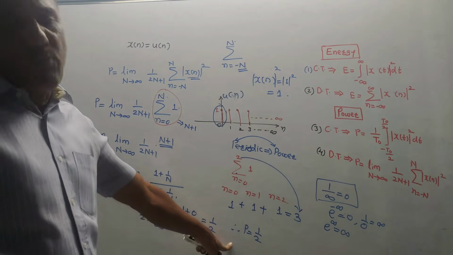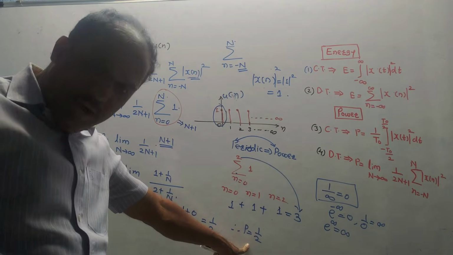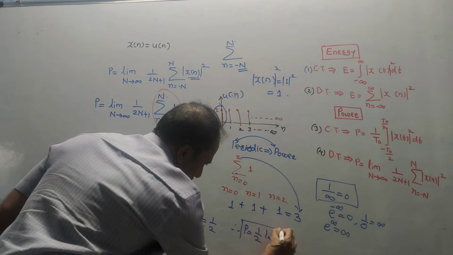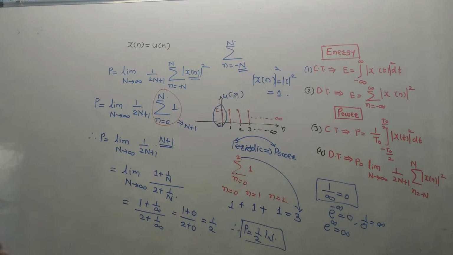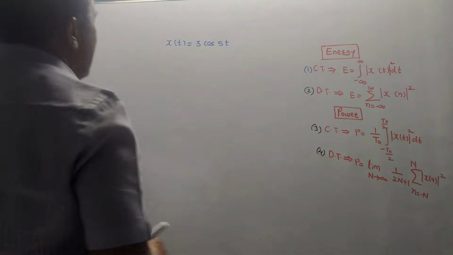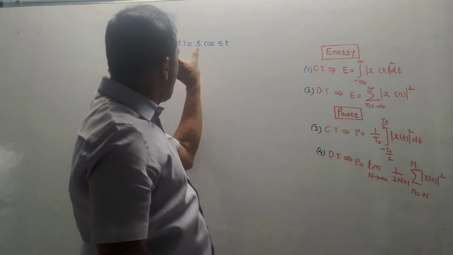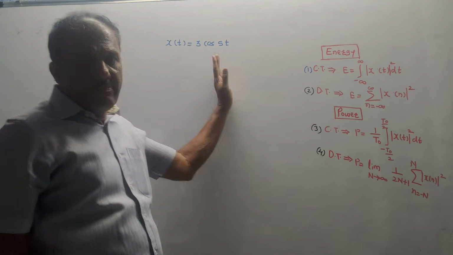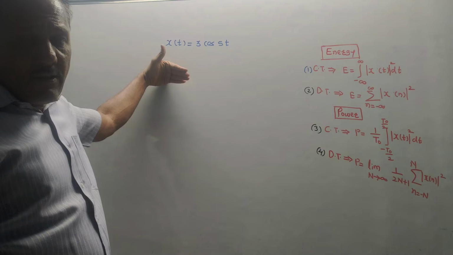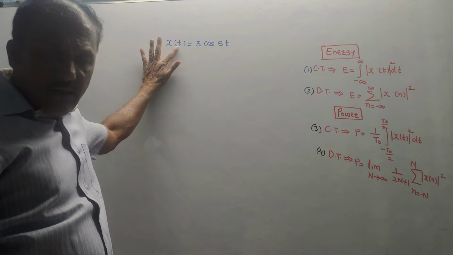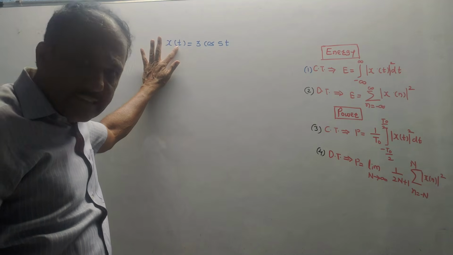P stands for power. Calculated value is 1 by 2. Since it is power, its unit is watt. So this is the way how to do the calculations of power signal for DT signal. The next numerical, the given question is x of t is equal to 3 cos pi t. Again the same logic, we have to check whether it is an energy or power signal. Like the last sum, first we need to identify whether it is a CT or DT signal. Quite simple. T notation is there, so it is a CT signal.